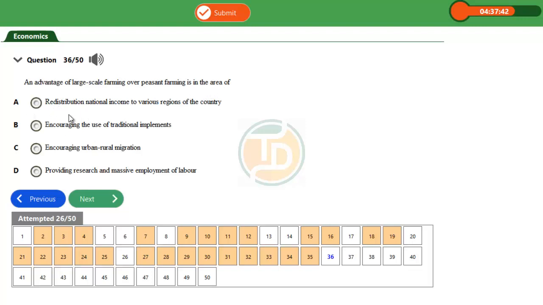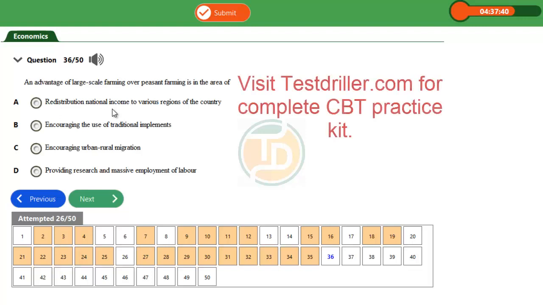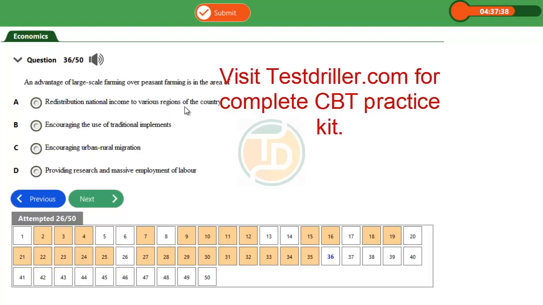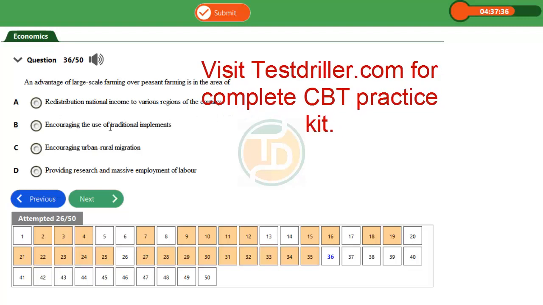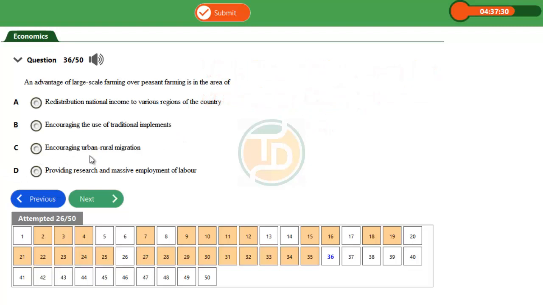Option A, redistribution of national income to various regions of the country. Option B, encouraging the use of traditional implements. Option C, encouraging urban-rural migration. Option D, providing research and massive employment of labor.